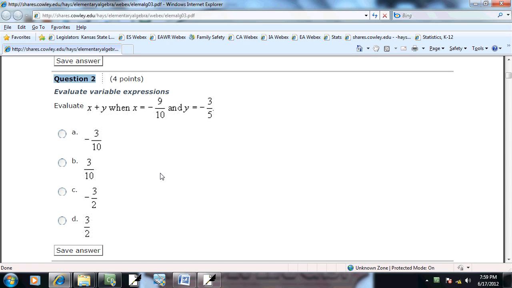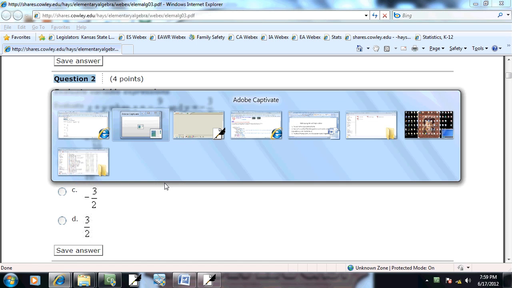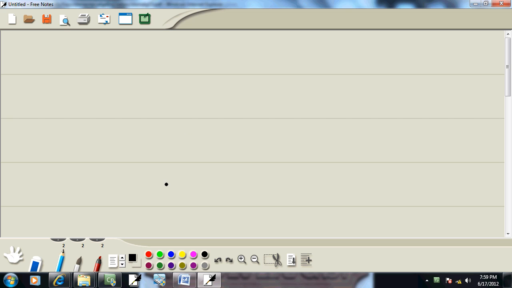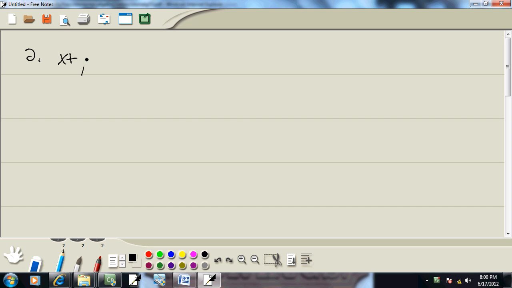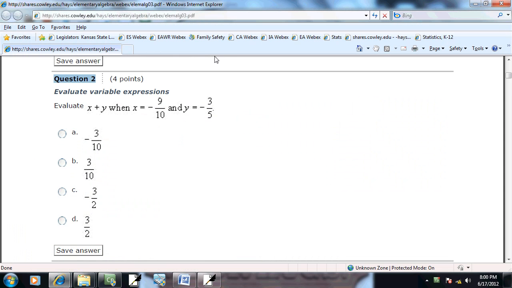Let's take a look at our second question, evaluating variable expressions. Some books call this algebraic expressions. So we've got x plus y, when x is equal to negative 9/10 and y is equal to negative 3/5.